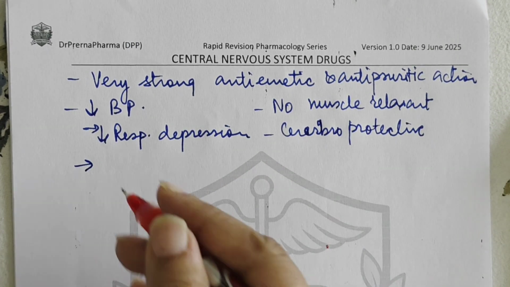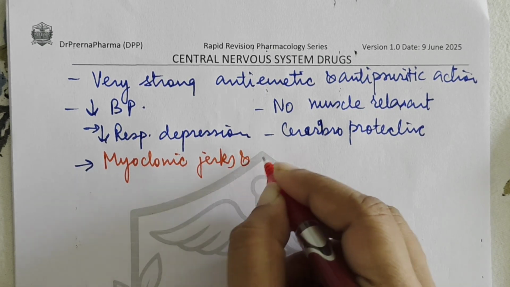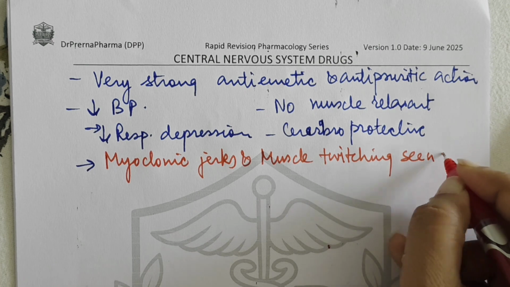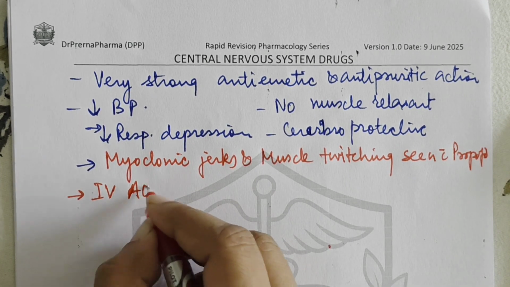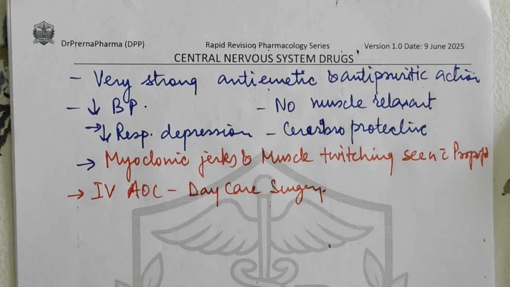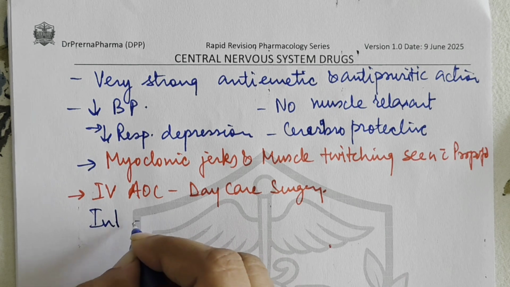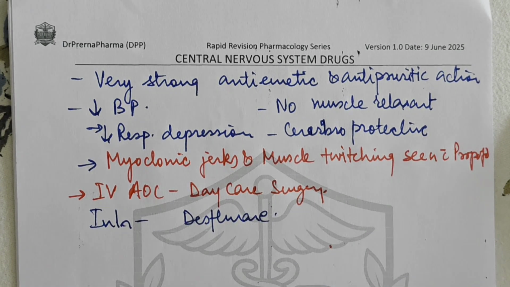But it does not have any anticonvulsant action. It can precipitate myoclonic jerks and muscle twitchings. Now these are seen with propofol. Okay, it is the IV agent of choice in daycare surgery, right? And what was the inhalational agent of choice in daycare surgery? Inhalational agent of choice was desflurane. Okay, so this is about propofol.